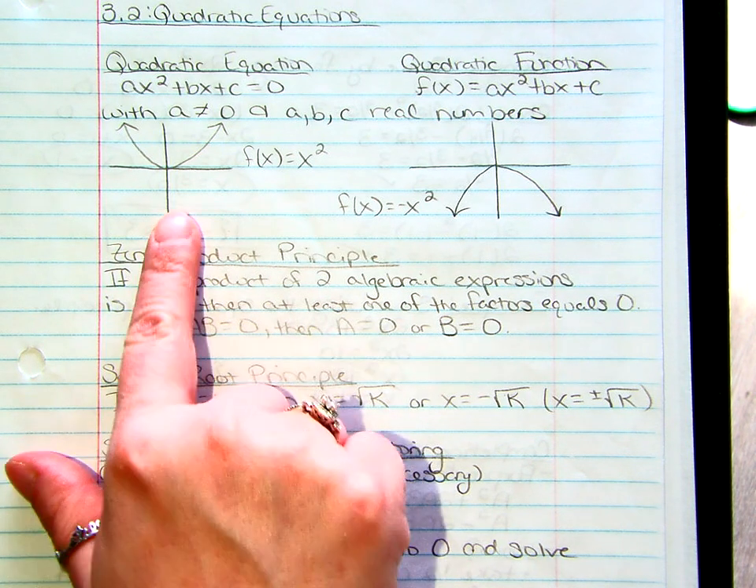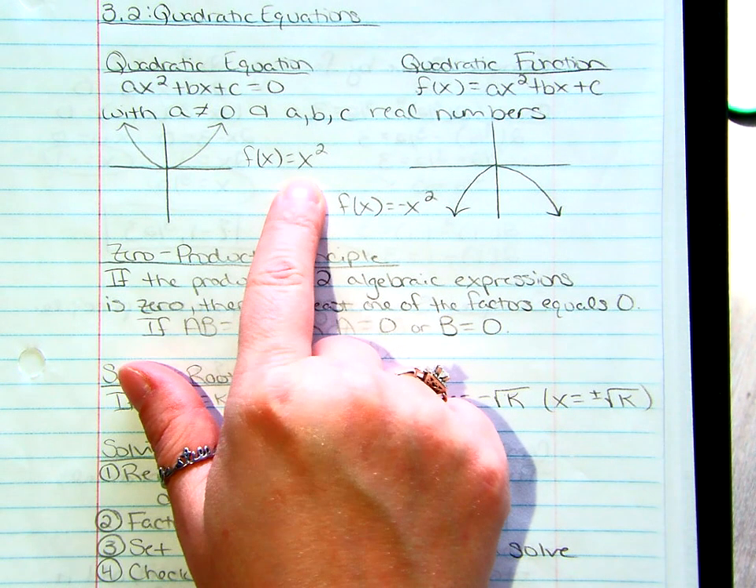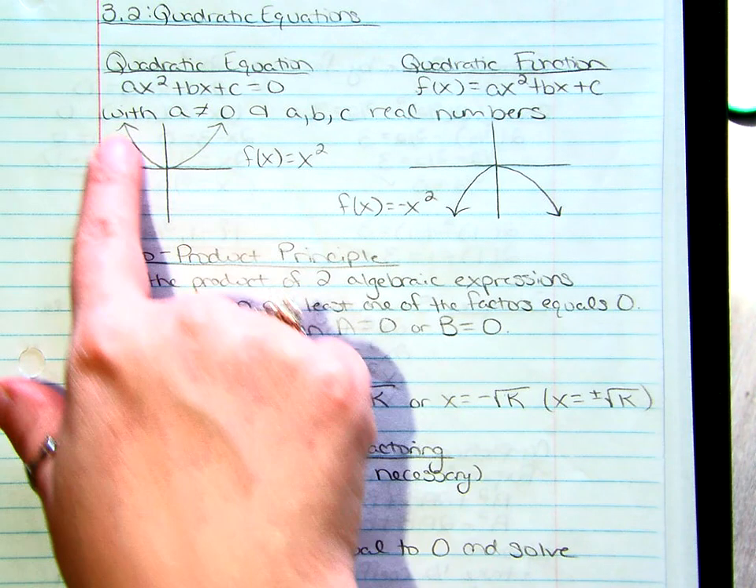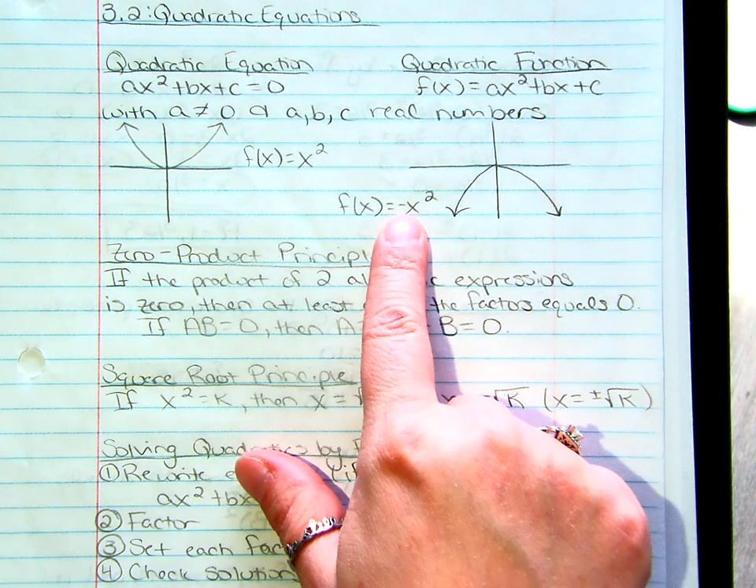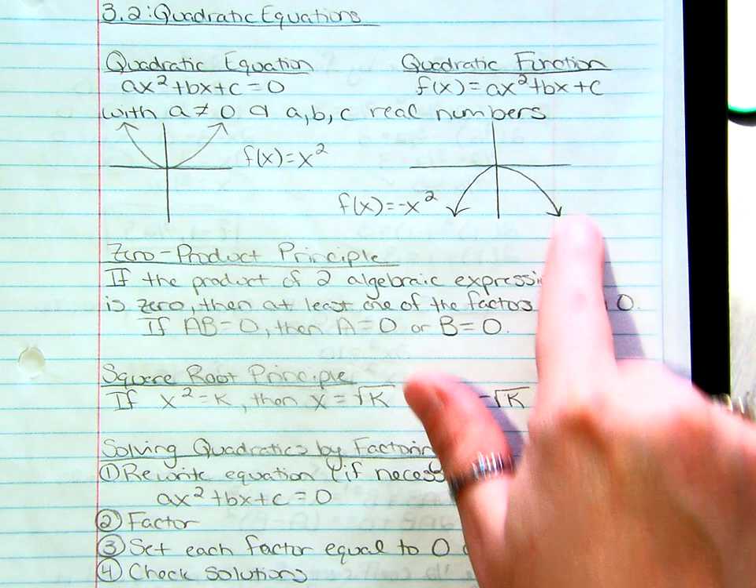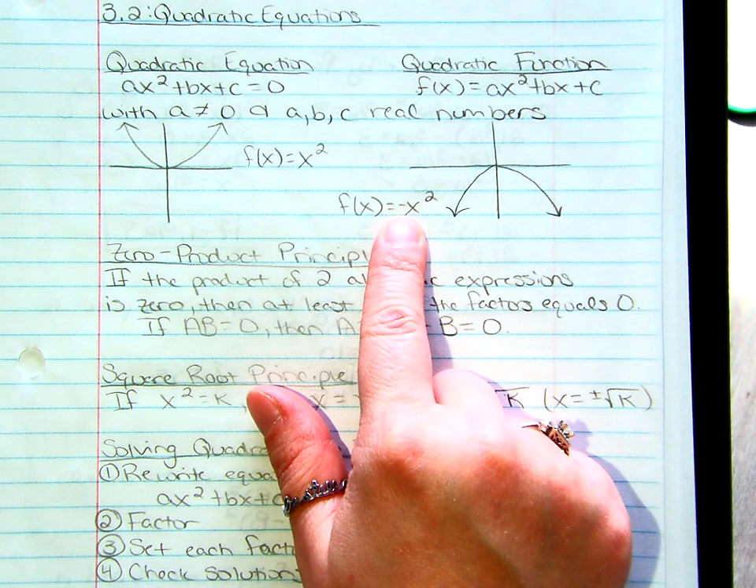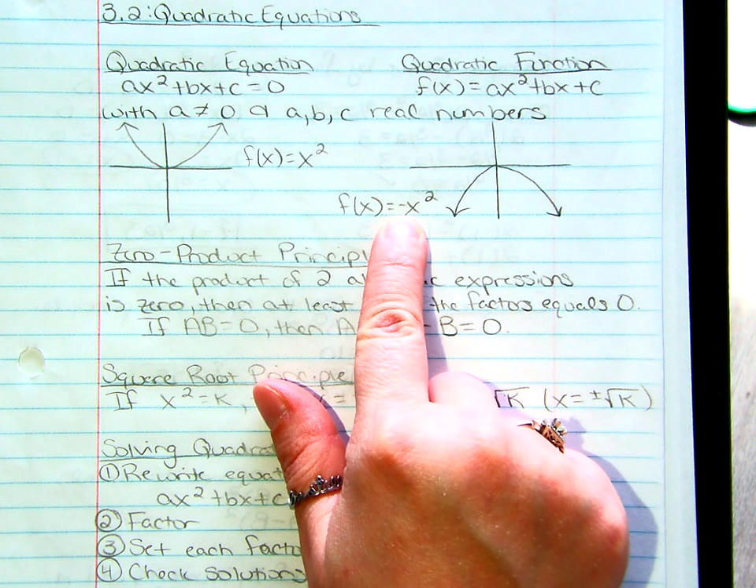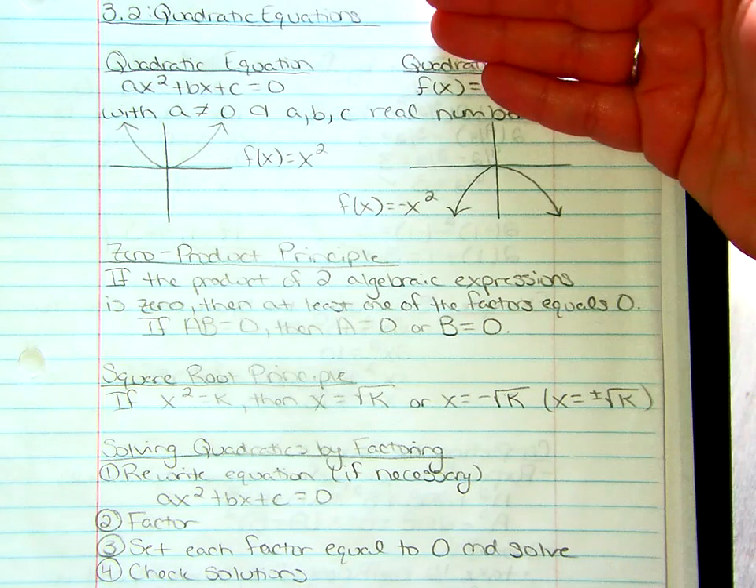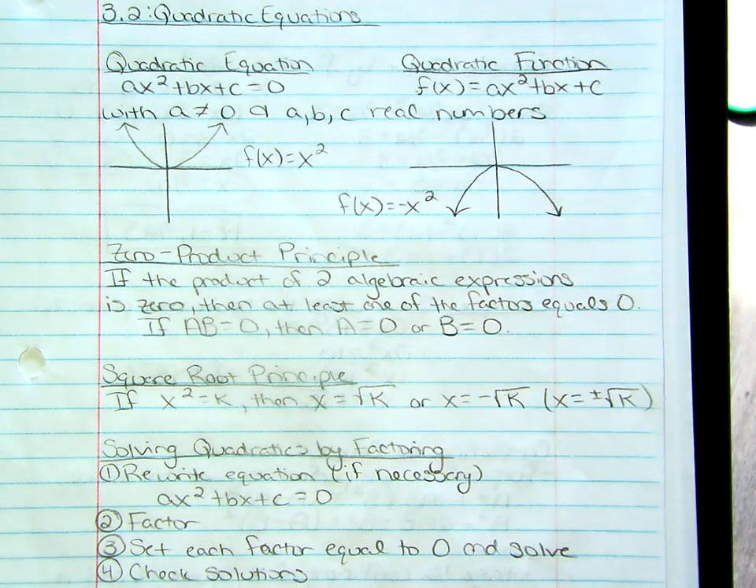So the one here on the left is just the basic function where it's x squared, so it opens upward. And if you have that negative out front, then it opens downward. As we learned from 2.5, that negative out front is a reflection over the x-axis. So everything that was on top flipped down to the bottom.